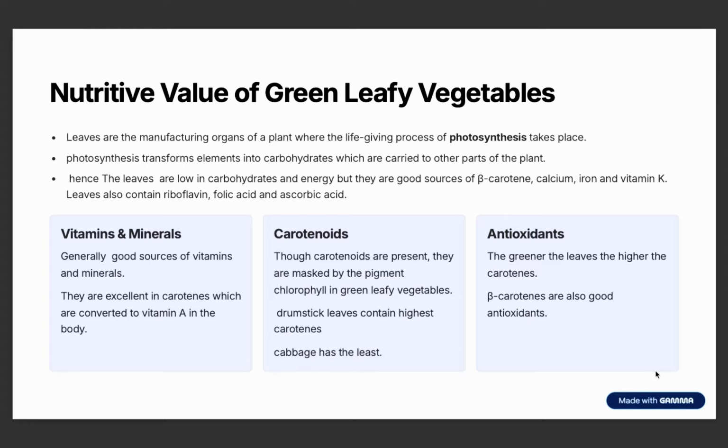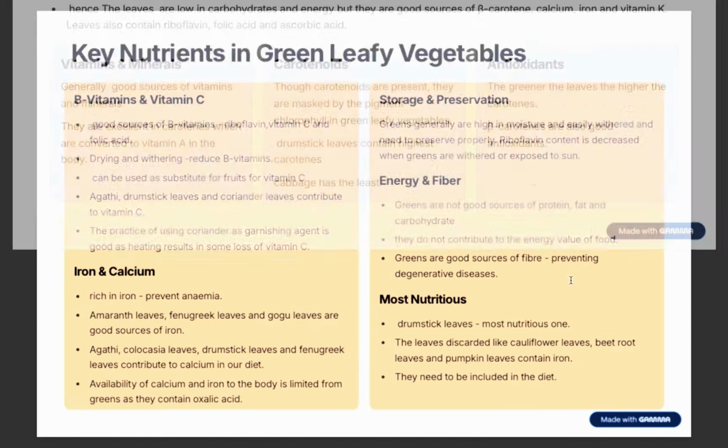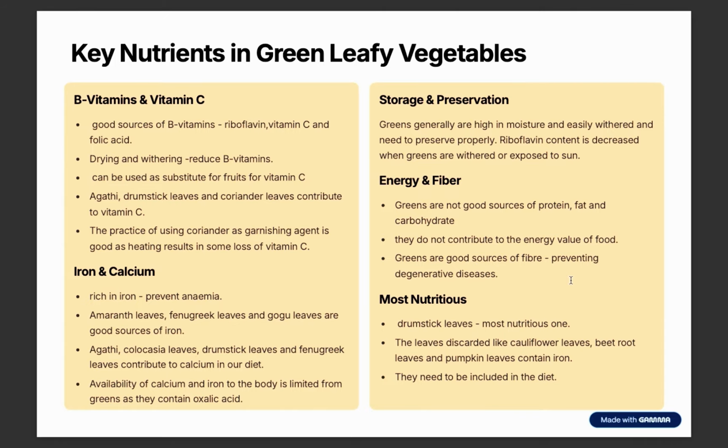Looking at the antioxidant property, the greener the leaves, the more carotenes, and these carotenes are also very good antioxidants. Now looking at the other key nutrients, B complex vitamins and vitamin C are present. They are good sources of riboflavin, vitamin C and folic acid. But if the plant has dried or there is withering, the more it has withered, the more the B complex vitamins get reduced. As withering occurs, B complex vitamins are lost. Also, since vitamin C is very high in these green leafy vegetables, it can be substituted with fruits as the vitamin C source.